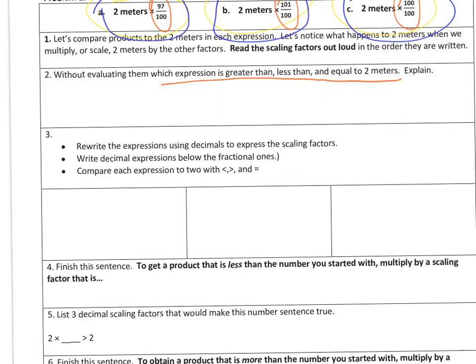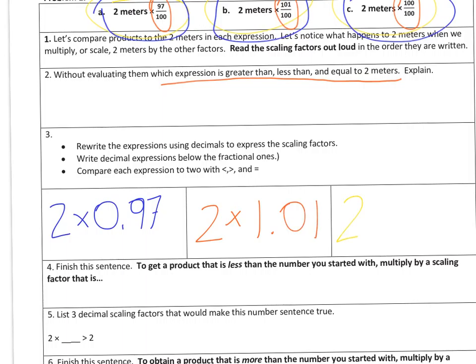So we're going to rewrite these real quick. Our first one is 2 times 97 hundredths. And then we have 2 times 1 100th. And then finally 2 times 1. So now finish this sentence. To get a product that is less than the number you started with, multiply by a scaling factor that is less than 1.